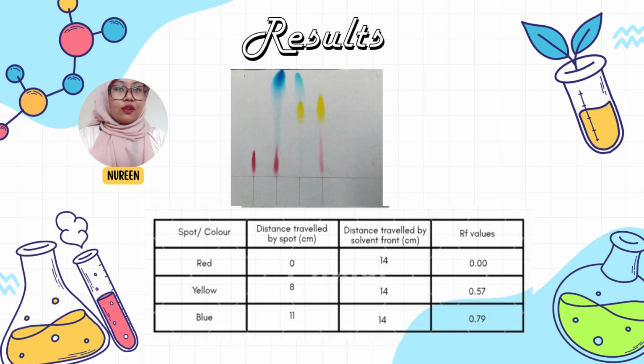The distance travelled by the solvent was measured as 14 centimeters for all samples. For the red spot, the dye did not move from the origin and recorded a distance travelled of 0 centimeters, giving an RF value of 0. This indicates that the red dye has a stronger attraction toward the stationary phase, which is the chromatography paper, and lower solubility in the solvent.